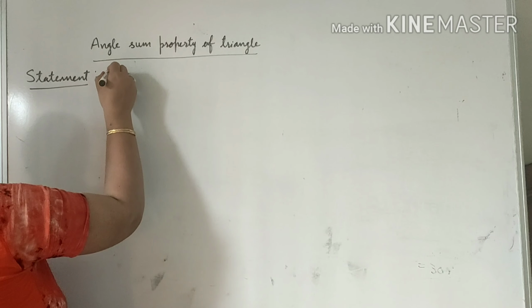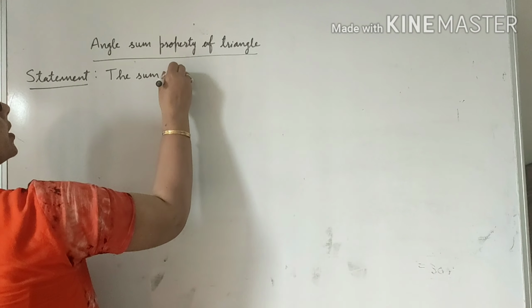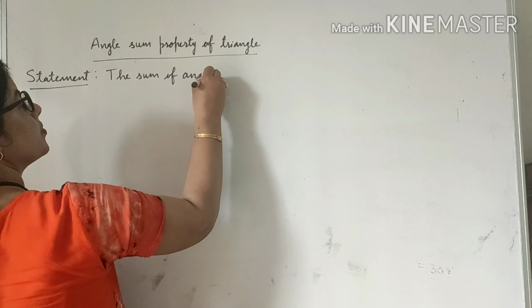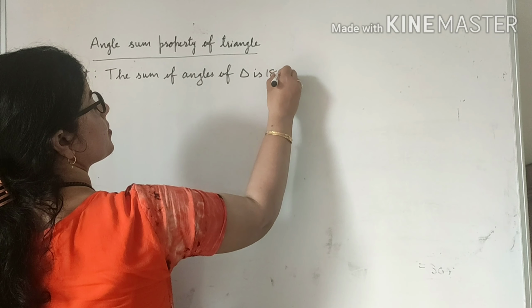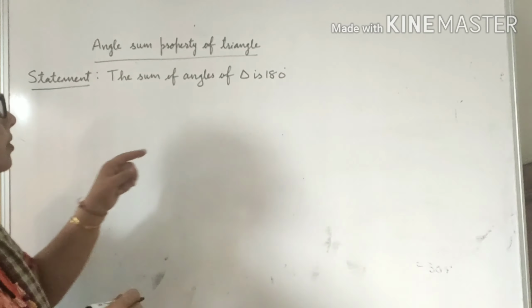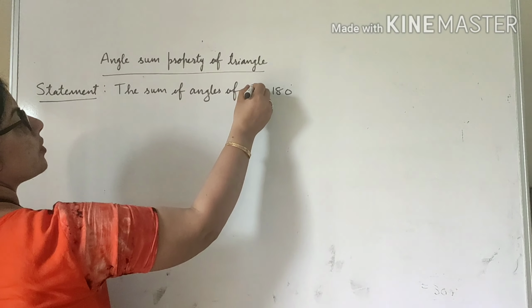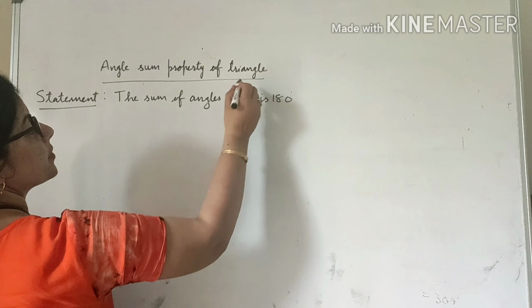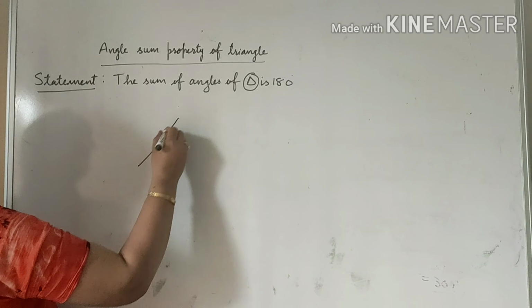Now this theorem is: the sum of angles of a triangle is 180 degrees. You know this theorem. But now we will do the proof of this. What is given here? Only a triangle is given to us here. And we want to show the sum is 180 degrees. So we will take one triangle here.